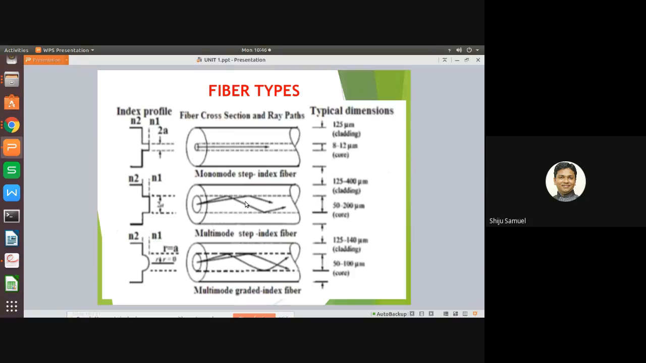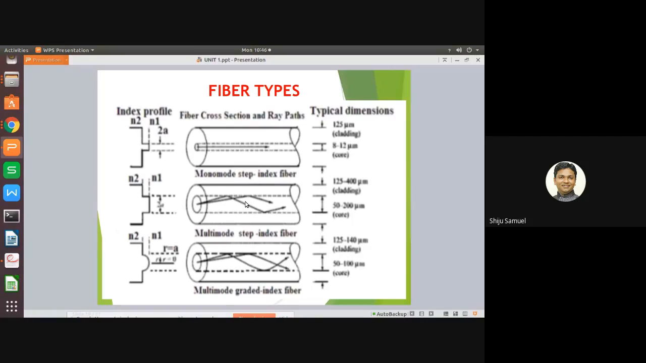So this is the basic difference between the multi-mode step index fiber and the monomode step index fiber. In monomode step index fiber, the first specialty is that at a time only a single ray is entered. And what happened? The broadening of transmitted light pulse is as one mode only, or we can say the transmitted mode is single mode only. This one is the first thing.